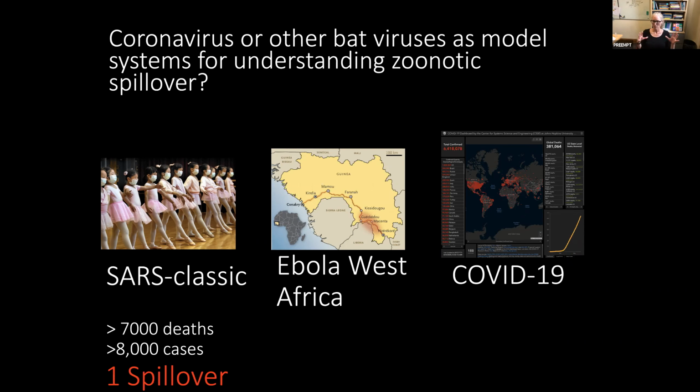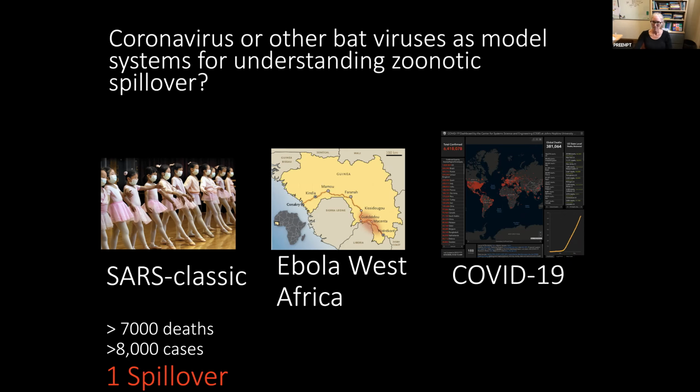It was then spread through civet cats throughout the wet markets in China. And it's possible there were more than one spillover, but it's perhaps one spillover, given the low genetic variability at the beginning of the outbreak. Ebola, West Africa.